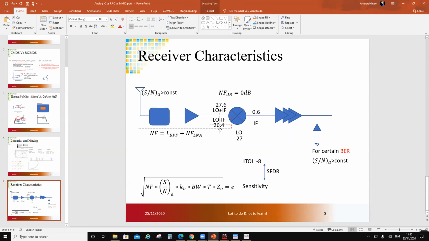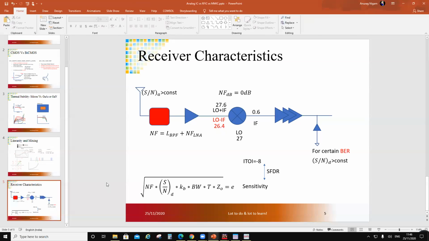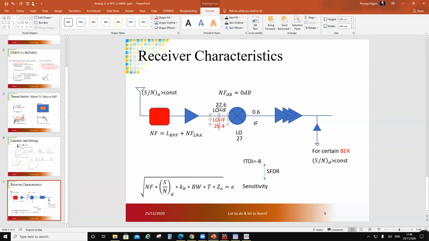Okay, so now in this system, do you think I have any protection against this frequency? This is undesired frequency. Let's make it red color. Okay, this is undesired frequency. This is called the image. Okay, so I have this image. And do I have any protection? The only protection is this guy. Correct? The only protection is this guy for this image.